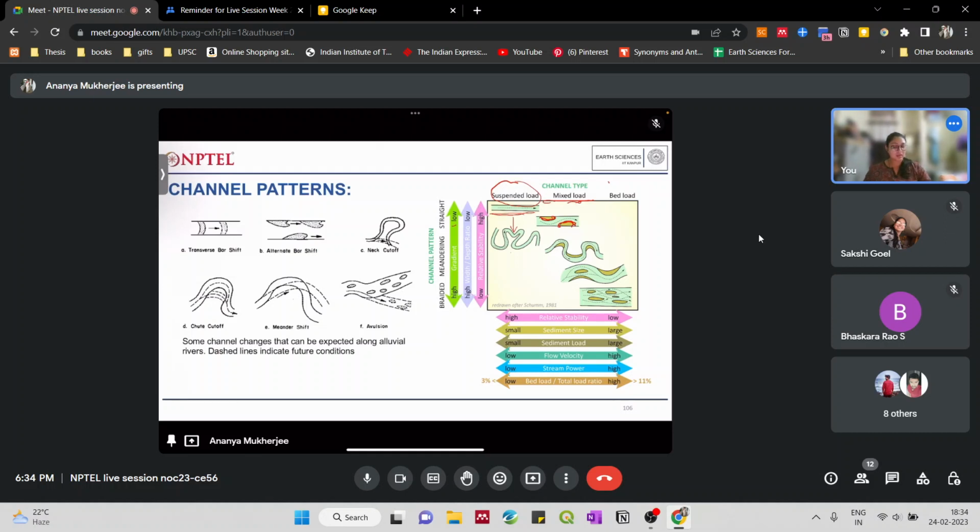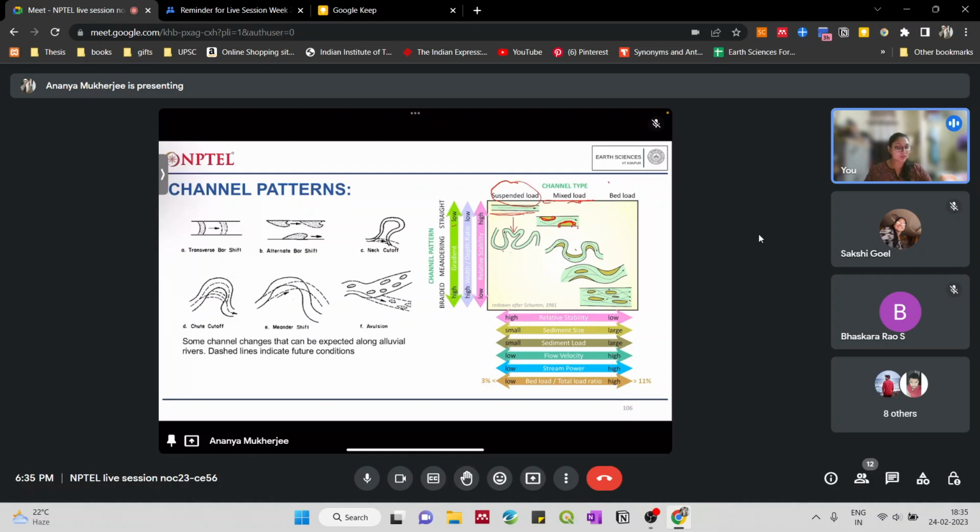In this diagram, you can see that with respect to the changes in the gradient of the area, the width and depth of the channel, the sediment size of the load being carried, the flow velocity, the amount of sediment load, and the proportion of both loads, you can classify these into different channel patterns. This is a straight channel, this is a meandering or sinuous channel, this is also a sinuous channel, and this is also a meandering channel.